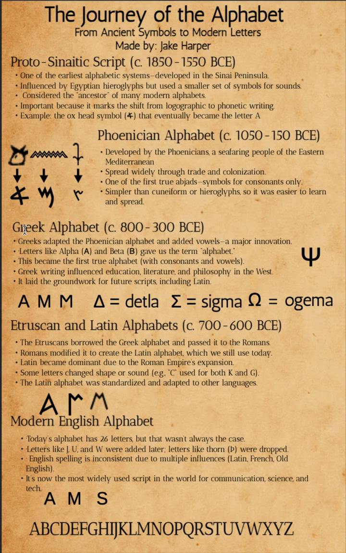So let's move down to the Greek alphabet here. The Greeks adapted the Phoenician alphabet and added vowels, which was a major innovation. Letters like alpha and beta gave us the term alphabet. So this is a kind of a fun fact there. This became the first true alphabet with consonants and vowels.